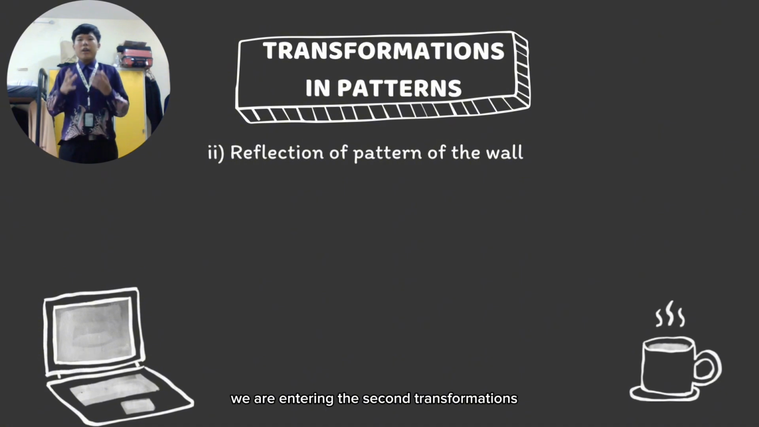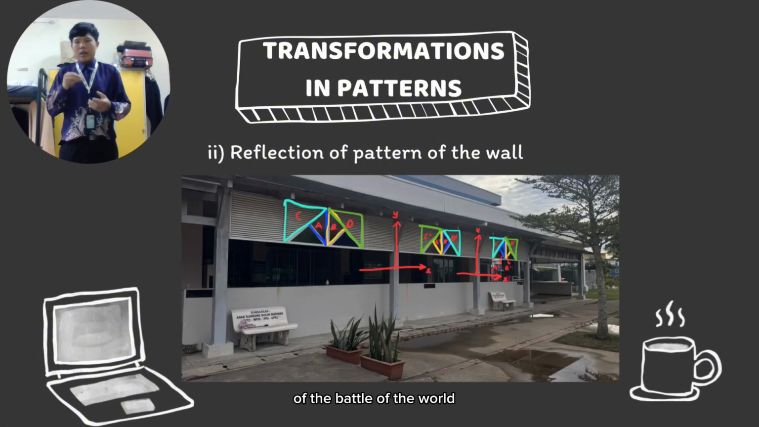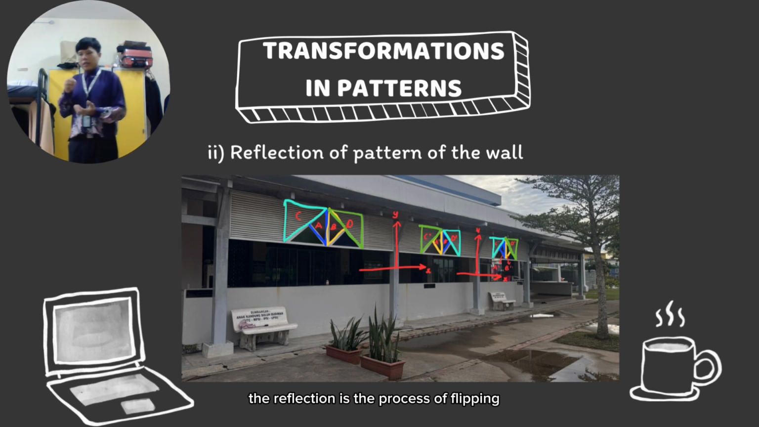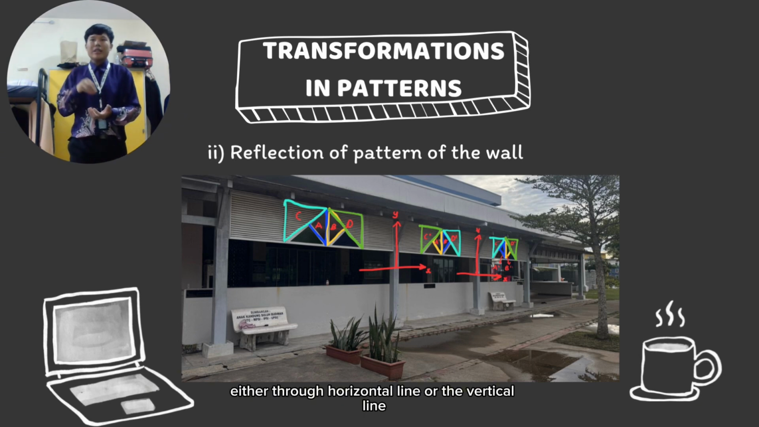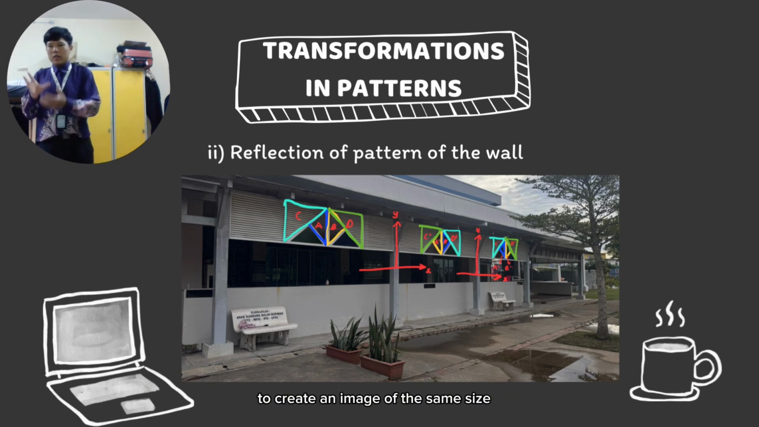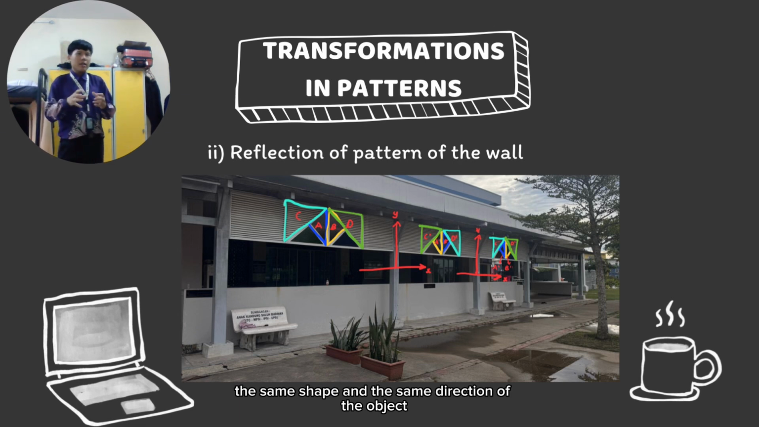Okay everyone, right now we are entering the second transformation of the pattern of the wall, that is the reflection. The reflection is the process of flipping either through a horizontal line or a vertical line to create an image of the same size, the same shape, and the same direction of the object.